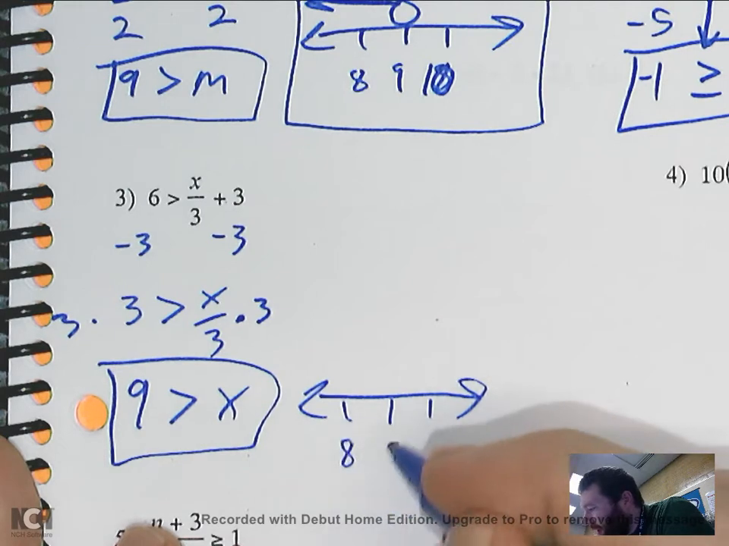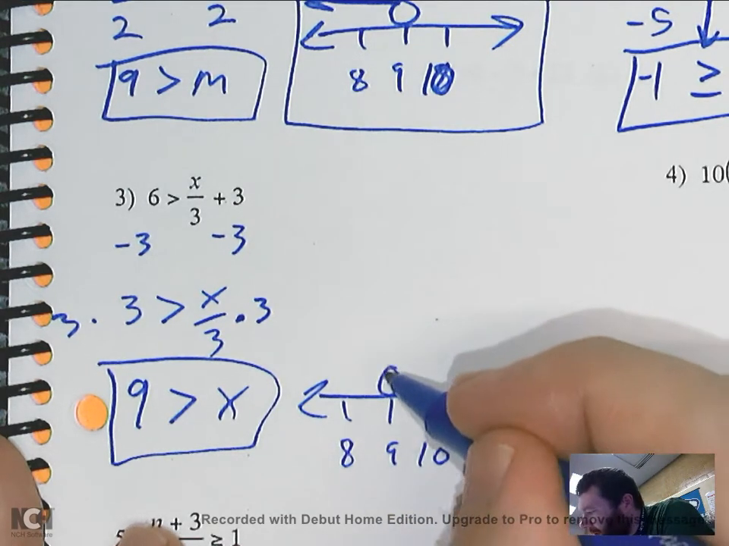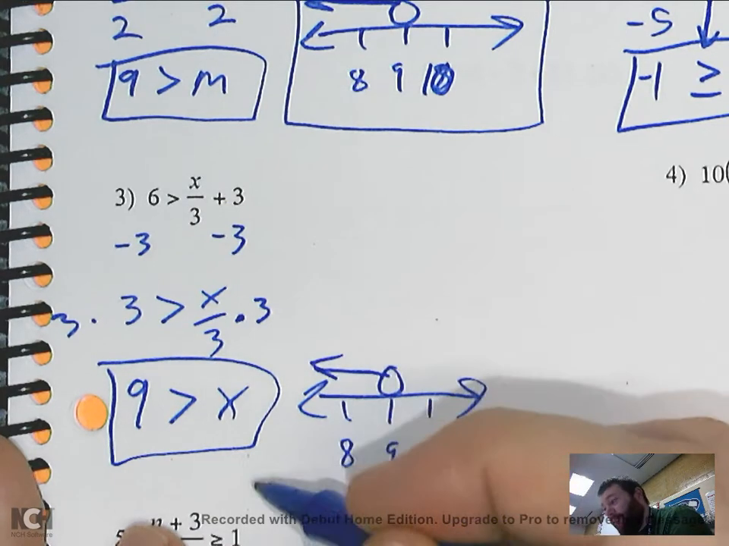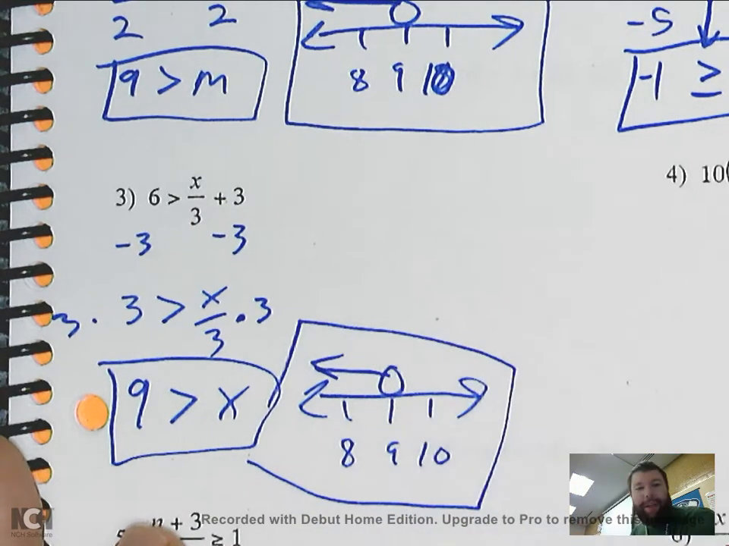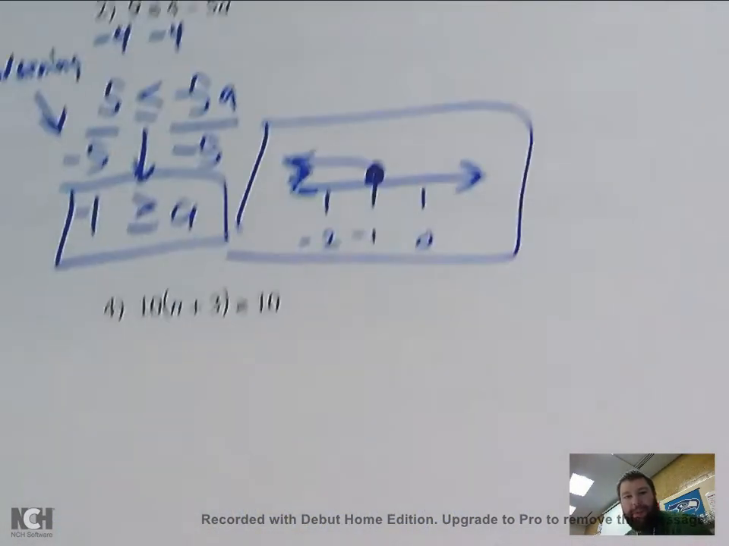And 8, 9, 10. It's eating the number, so it'll be an open circle going to the left. Same exact answer as number 1, but there it is. Okay, let's look at another one.